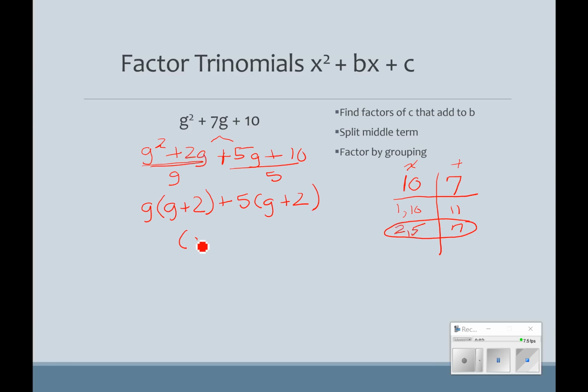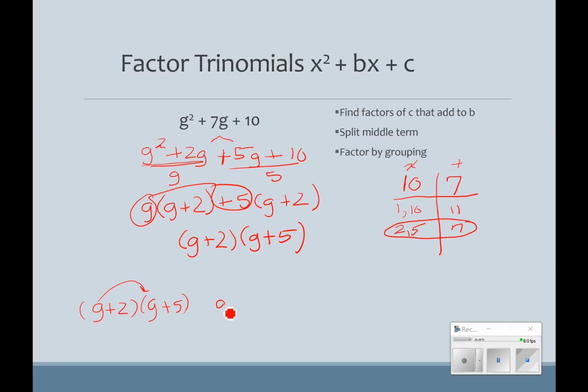So my factors are the binomial, remember, g plus 2 and g plus 5. Remember, again, that factoring is division. So if you wanted to check to see that you were right, you could multiply that out. And I'm going to just do that using FOIL this time, or the double distributive.